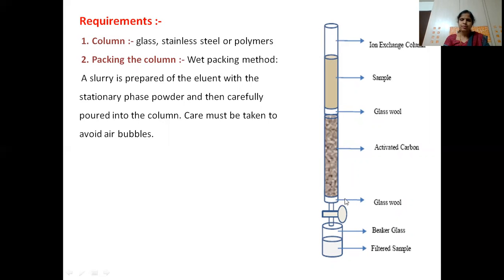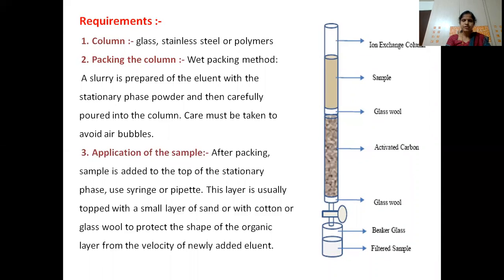Okay, so place some glass wool at the bottom of this column here, and now we have to fill it with the slurry, that is the resin slurry. After that, the next step will be application of the sample. Now after it is filled with the slurry, you can easily tap it, and then again you can place some glass wool on it.